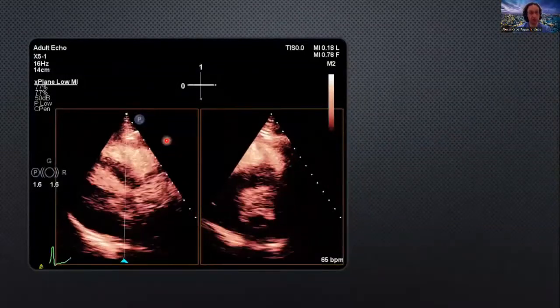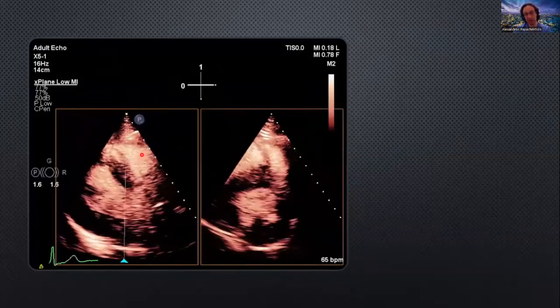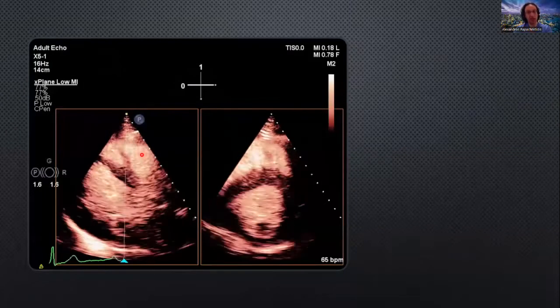Again, in the orthogonal view, the short axis, it's nice to see that this is dark and dark. There are no microbubbles going into the core.